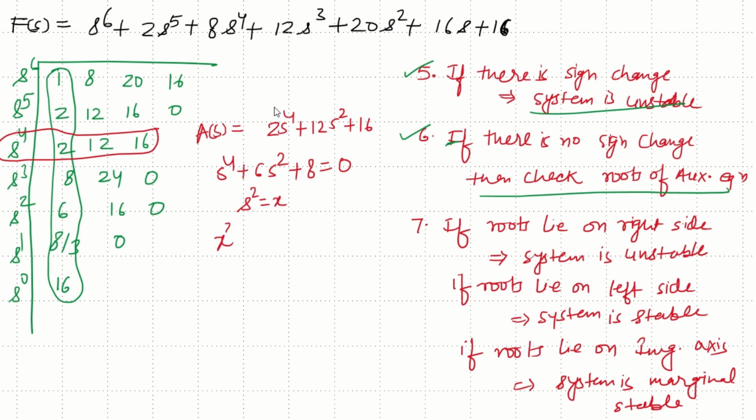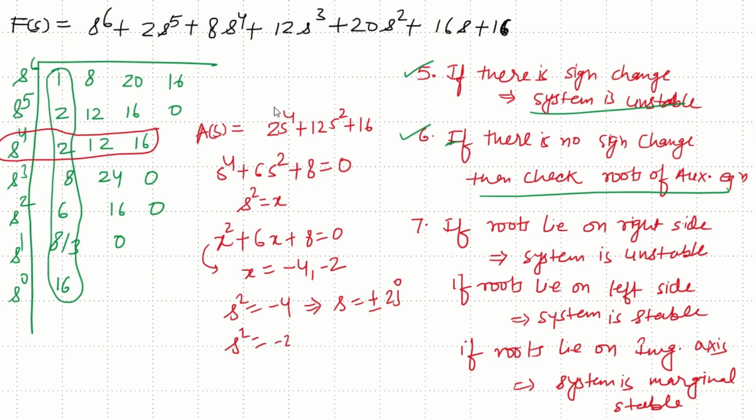So this equation now becomes x square plus 6x plus 8, which is a quadratic equation. You can easily find the roots of this quadratic equation, which come out to be minus 4 and minus 2. Hence s square is minus 4, so we will have two roots here: s will be plus minus 2j. And when s square is minus 2, s will be plus minus under root 2j.